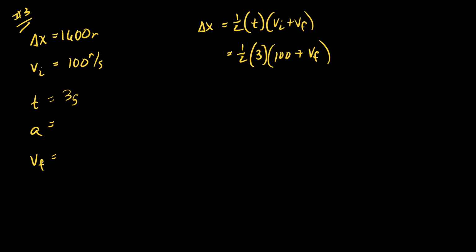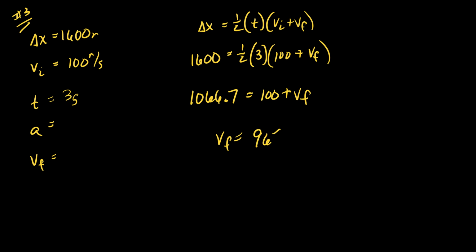Oops, let's put in the distance of 1600 here. So if you work this out, take my 1600 and divide by 1.5, you find that this is 1066.7 equals 100 plus VF. So VF equals 967 meters per second, which is like 1,800 miles an hour. That's not particularly realistic, but okay. For working it out, that's what you would get. The acceleration is pretty crazy too.